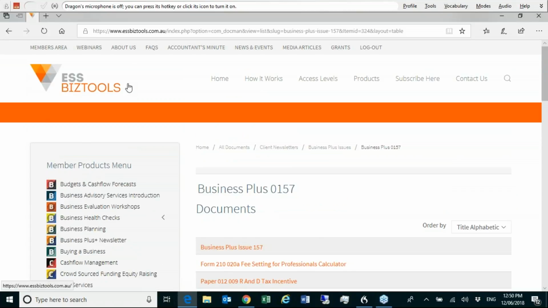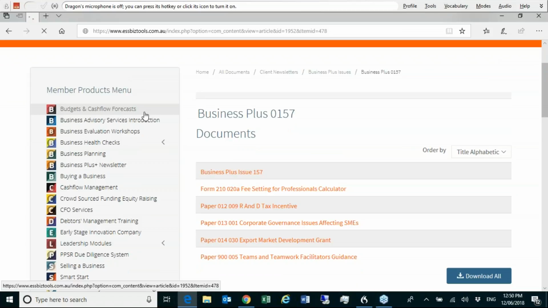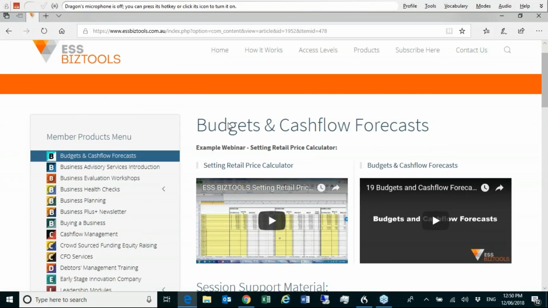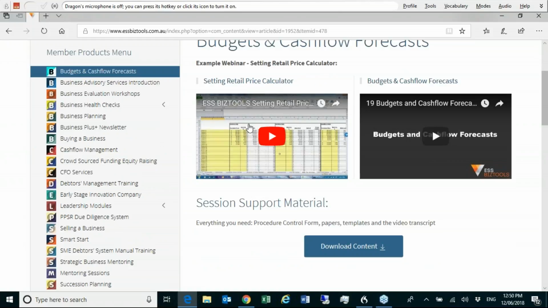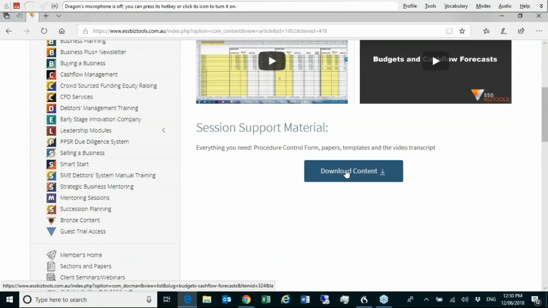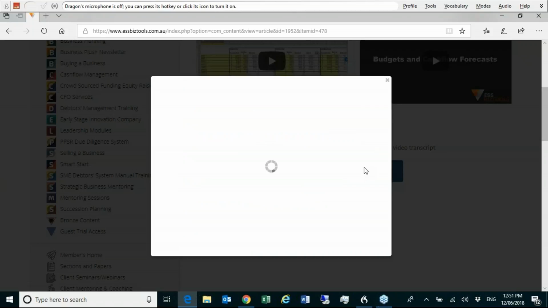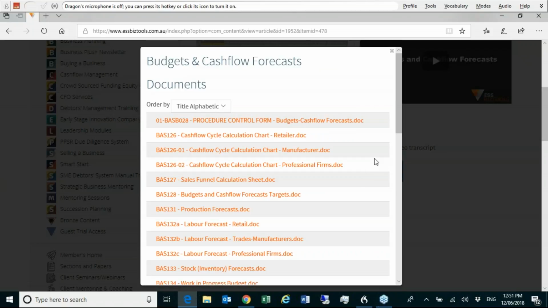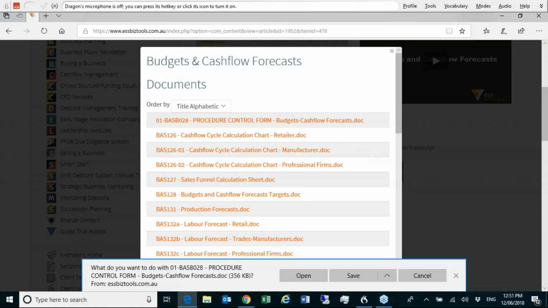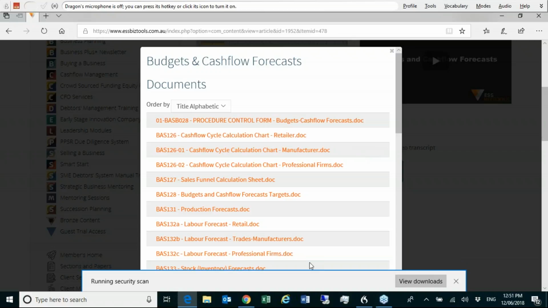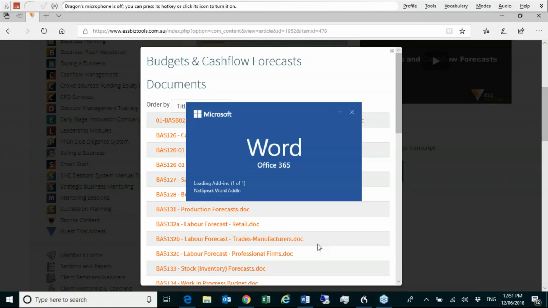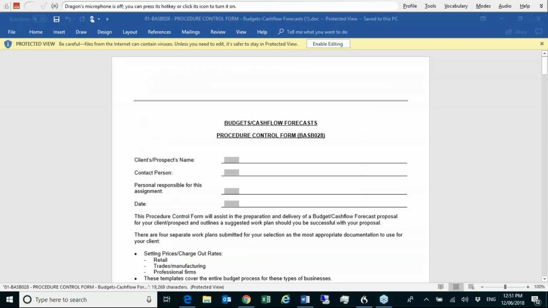So that's Business Plus. So what I'm now going to do is work through the product packages. Now there's 23 of those. We're not going to work through 23 of them unless we really get a move on. So the first one I'm going to is budgets and cash flow forecasts. We can go to the procedure control form and open this. Each of the product packages has a procedure control form to guide you through working through the material.